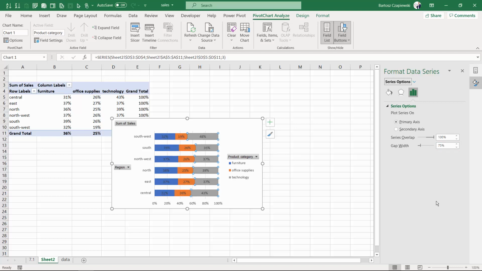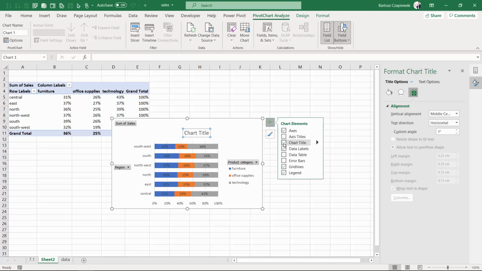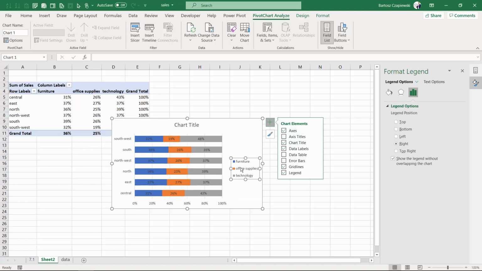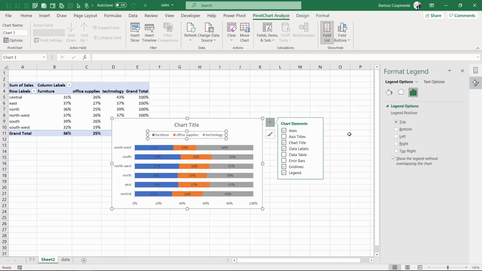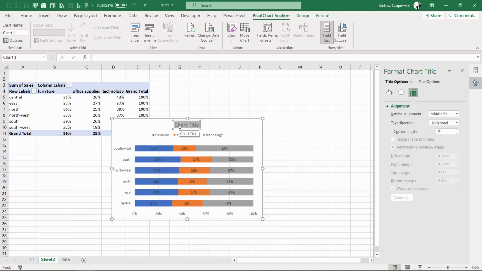width about 75%. As usually, we can add the chart title in there and turn off unnecessary buttons and place maybe the legend as usually above the chart. At the end, let's add a title like product category shares in regions. Every region equals 100%.